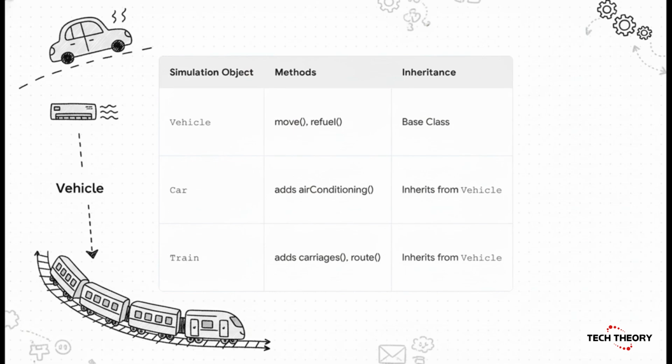You'd start with a basic vehicle blueprint. Then, a car object would inherit all those vehicle properties but add its own stuff, like air conditioning. A train object would inherit the same base but add the ability to connect carriages and follow a specific track.